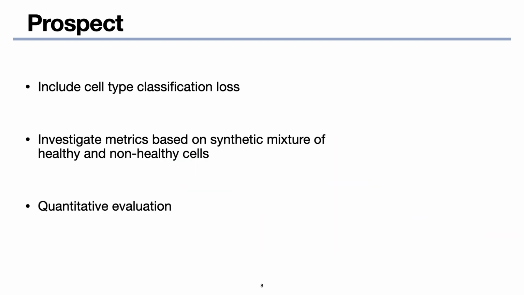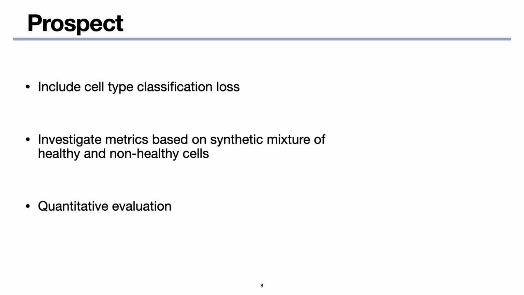In the future, we would like to include a cell type classification loss so that this autoencoder can also predict the cell type from the latent space, and we hope that this will improve the latent space so that this trajectory becomes even more clear.